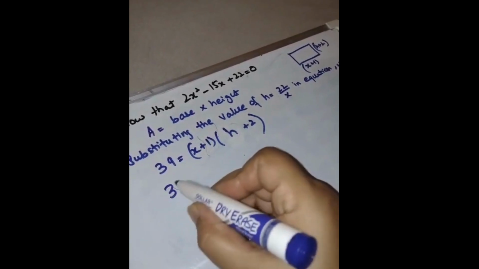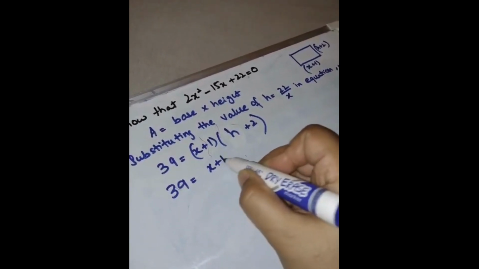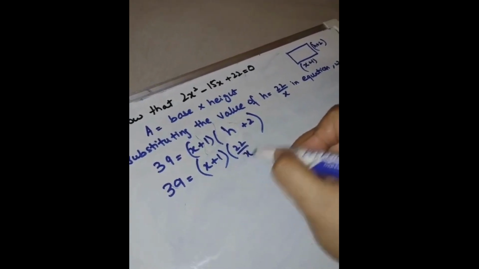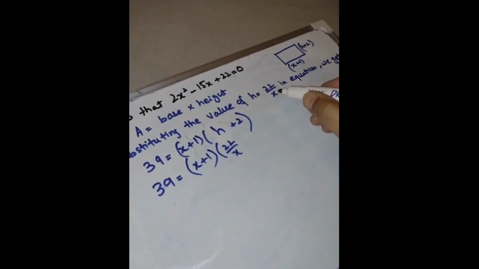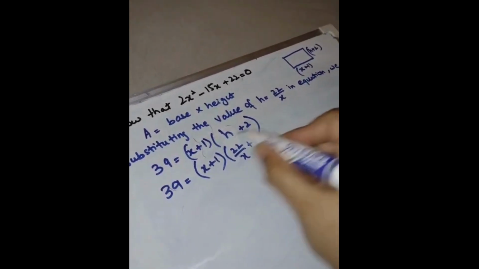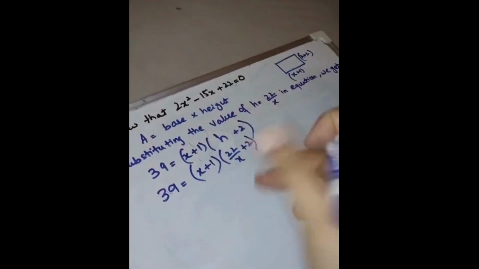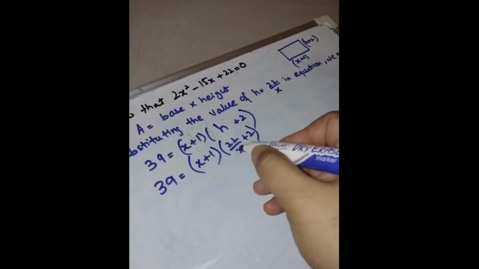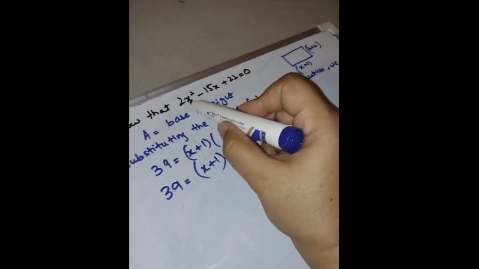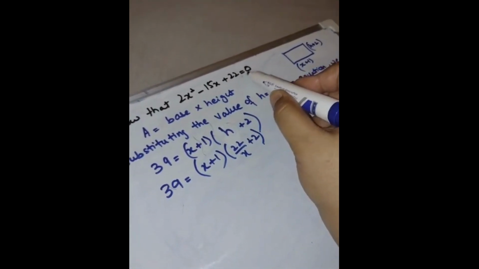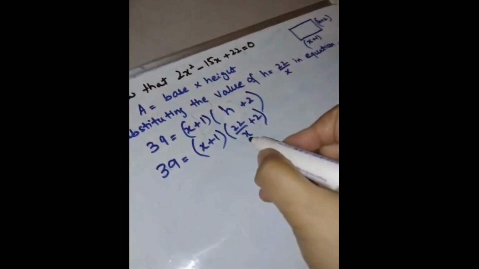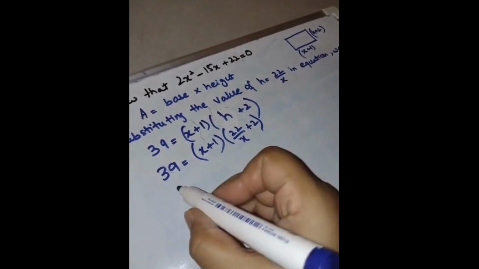So it will become 39 equals to x plus 1 and 22 upon x, which is the value of x, and we have taken out this value in part A, plus this 2. So now this equation has become like this. Now we are going to solve it further, because we have to show that this 2x square minus 15x plus 22 equals to 0. This is a quadratic equation. So let's see if we can prove it.